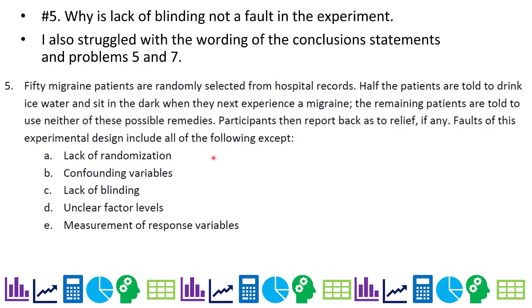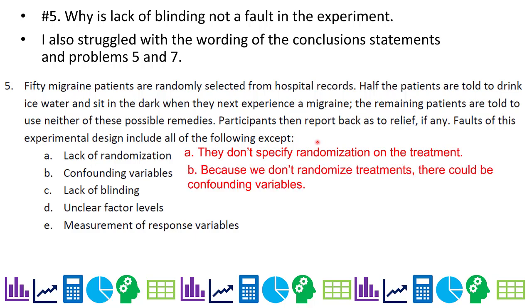Number 5, 15 migraine patients are randomly selected from hospital records. Half the patients are told to drink ice water and sit in the dark when they next experience a migraine. The remaining patients are told to use neither of these possible remedies. Participants then report back as to relief, if any. Faults of this experimental design include all of the following except. So they don't specify randomization in the treatment. They did select the patients randomly, but they said half are told to drink ice water and sit in the dark. And the remaining patients are told not to do that. Part B, because we don't randomize treatments, there could be confounding variables.